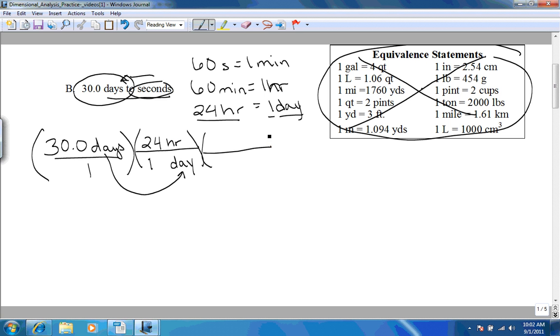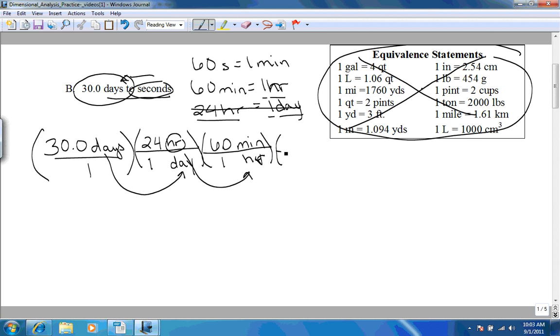From here, we have 24 hours. We have hours on the top, so that means that's what we're going to put on the bottom. We've already used this one, so we don't need it again, so we're going to use the next one. We look at hours. We use 1, because that's the number that goes with hours. And then we have 60 minutes is equal to 1 hour.